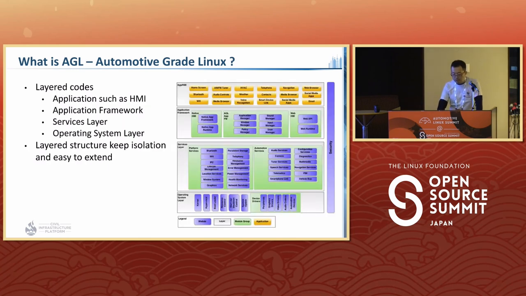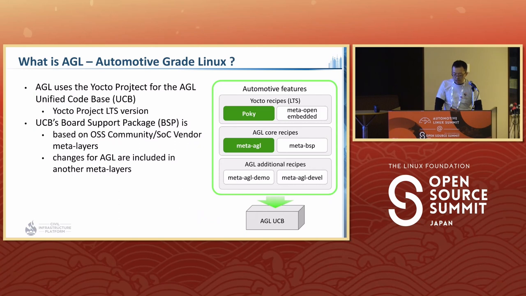So AGL consists of a layer structure to keep isolation and easily expand the functions. An AGL project uses the LTS version of the Linux kernel to create the UCB, the unified code base. The UCB board support package consists of various meta layers provided by the OSS community or SoC vendors. And if some changes are needed, they create another layer and include the changes in the new layer.